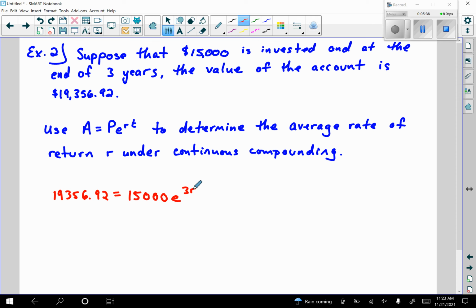So how do we start to solve for R? Kind of like our very first example, we want to divide both sides by 15,000. And I just want to leave this as a fraction right now. I do not want to turn this into a decimal, so I'm just going to leave this 19,356.92 divided by 15,000 is going to equal e to the 3r.